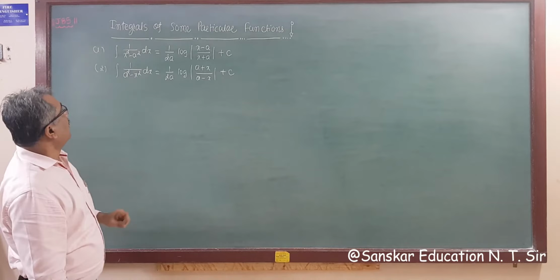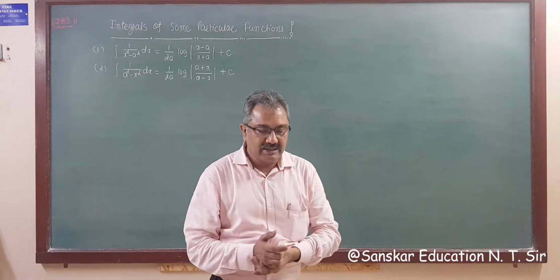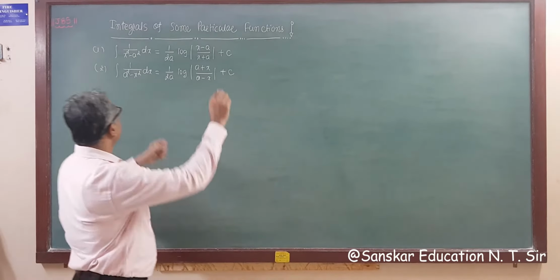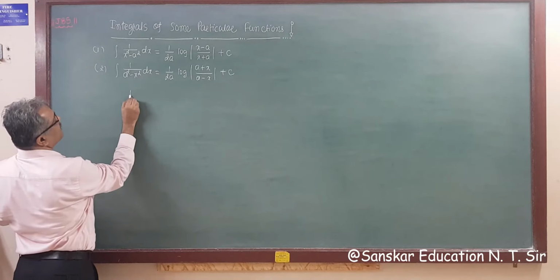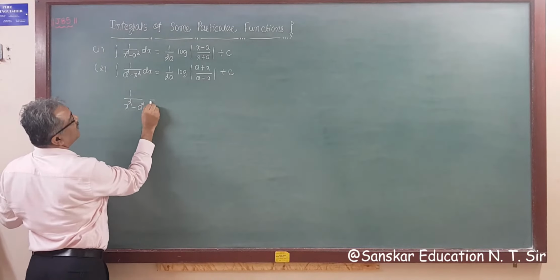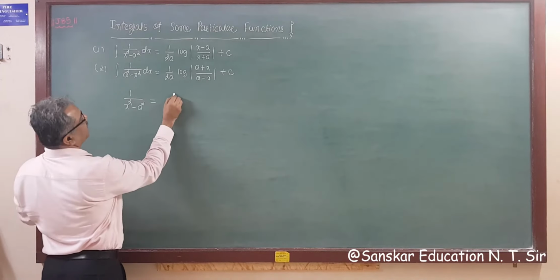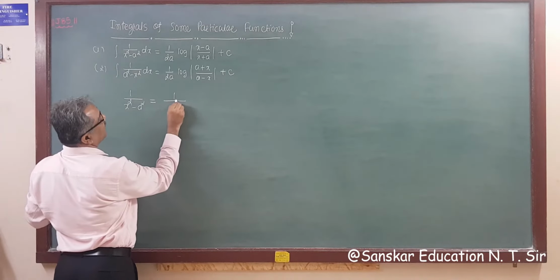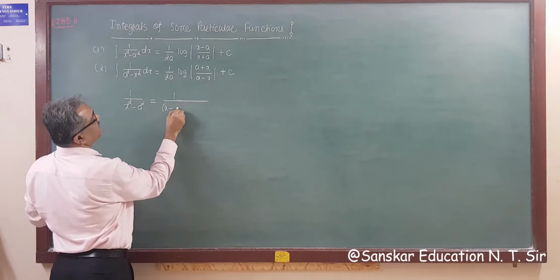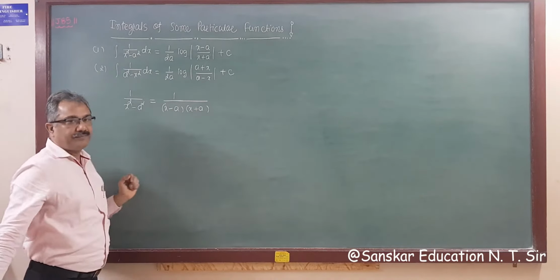So first is 1/(x² minus a²). It is given 1/(x² minus a²). So I am simplifying this first. As I told you, simplify as much as possible. So this is a² minus b² form, right? The factors of this are (x minus a) into (x plus a), right?